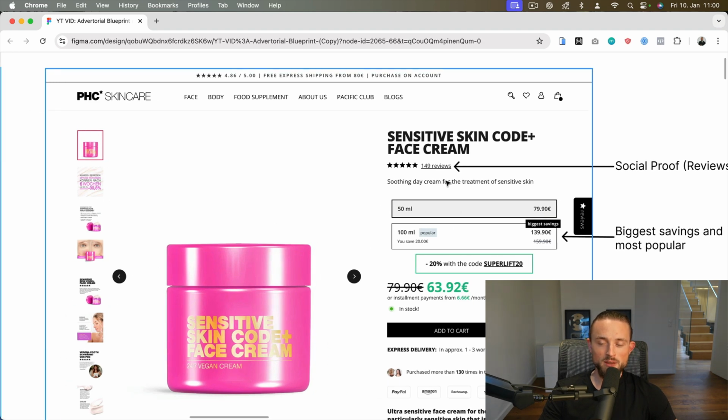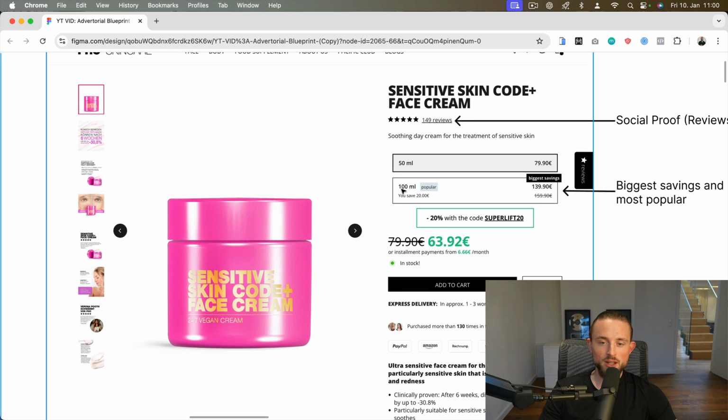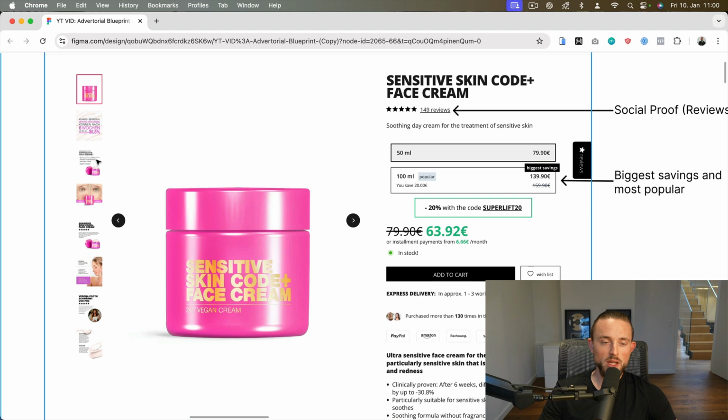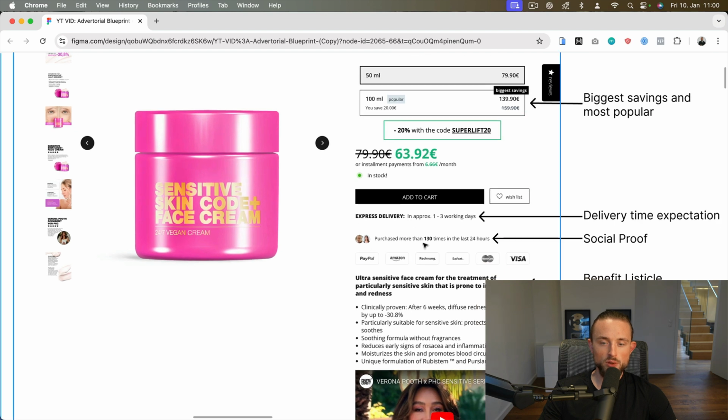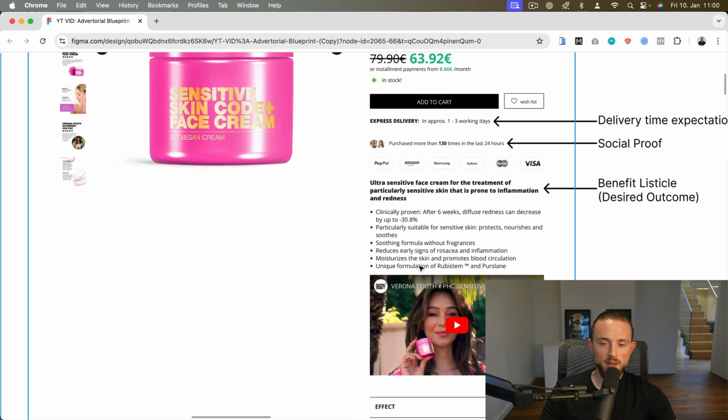We have social proof at the top. We have a value proposition. We have different bundles where they save a lot, right? We have really, really high-end product images with a breakdown, with benefits, value proposition. We have the delivery time. Again, we have more social proof. We have a small listicle with all of the value proposition benefits.